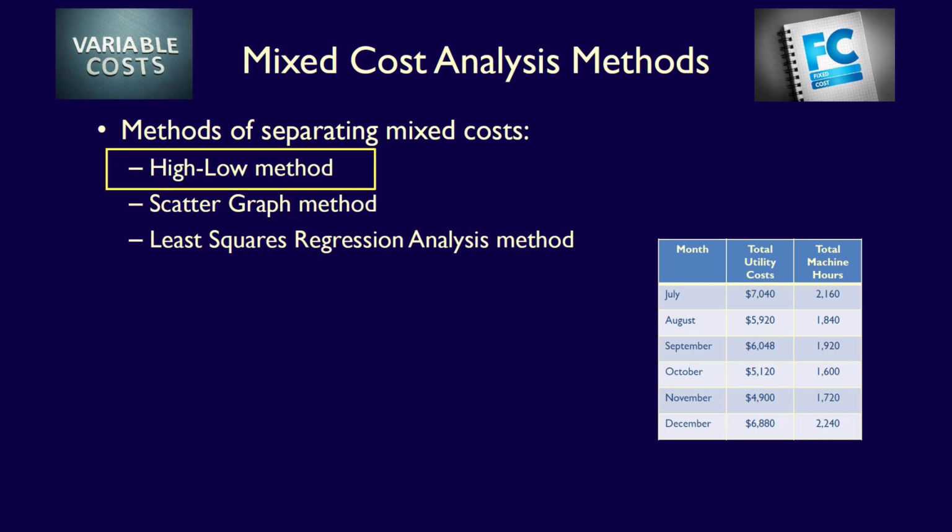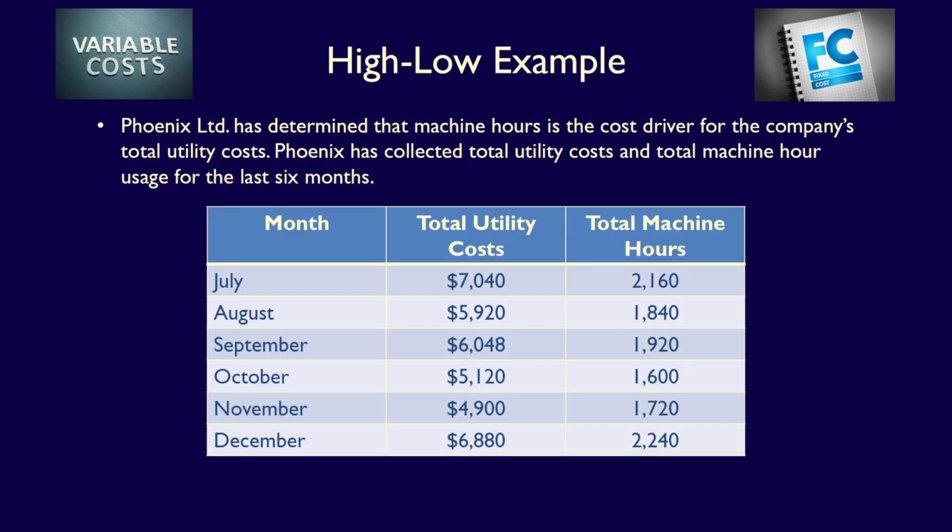There are other methods, scatter graph method, least squares regression analysis method, but those are topics for another video. In this video, I'm going to discuss only the high-low method. Let's use an example to demonstrate. Phoenix Limited has determined that machine hours is the appropriate cost driver for the company's total utility costs. Remember that this means as machine hours increase, utility costs increase, and as machine hours decrease, utility costs decrease. Phoenix has collected total utility costs and total machine hour usage for the last 6 months as follows.